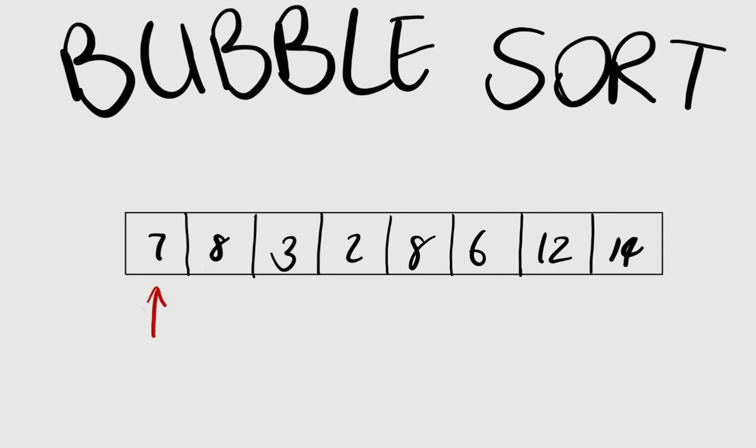Now 8 isn't less than 7, 3 is less than 8, so then it's going to swap 3 and 8. And then here 2 is less than 8. My bad, 2 is less than 8, so then it swaps them. 8 is not less than 8, so it doesn't do anything. 6 is less than 8, so then it's going to swap 6 and 8. 12 is not less than 8.